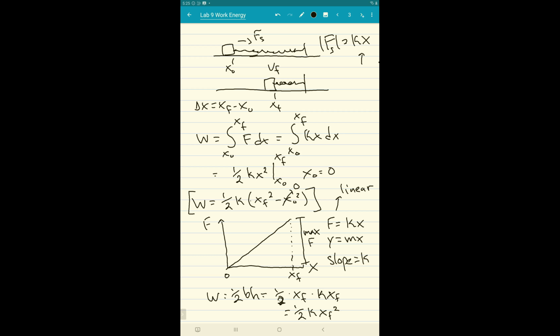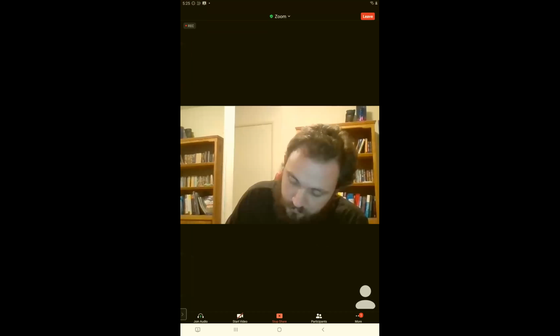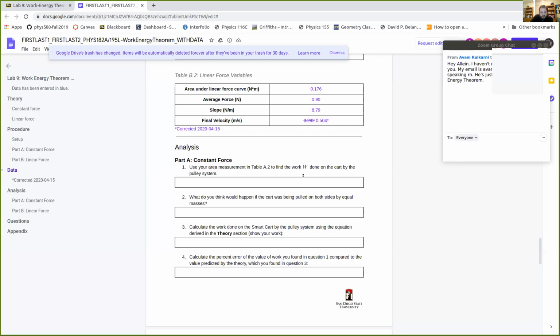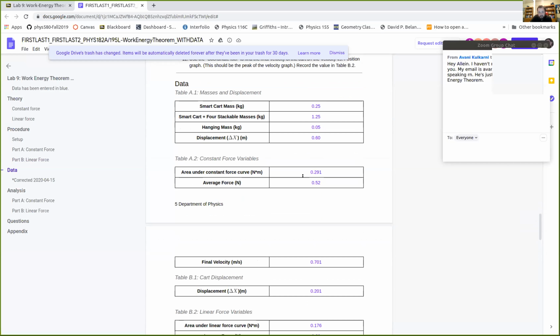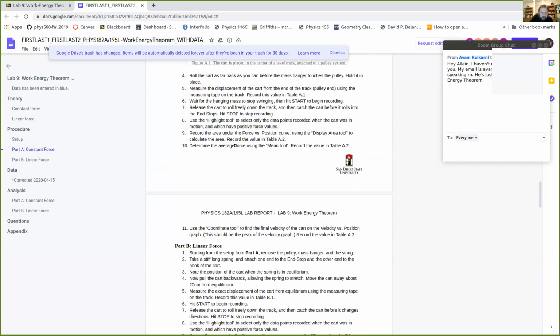In the lab, they just ask you to see if I can just pull it up really quick. Okay, in the lab here, here's all your data, right? You don't really have to calculate anything. It's all right there. Well, the thing that you have to calculate is the energy and compare them, right? So for part A here, you have the masses of everything. You have the plus 4 stack of masses, actually. I forgot to mention that.